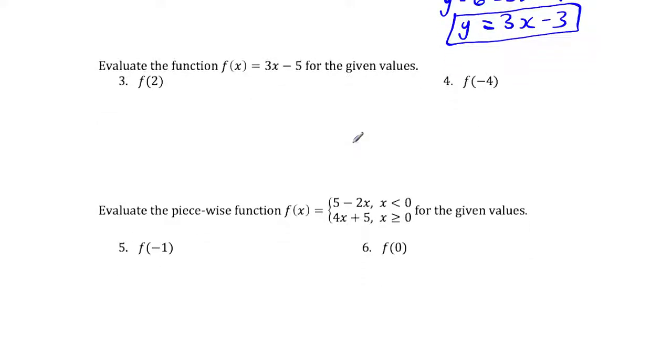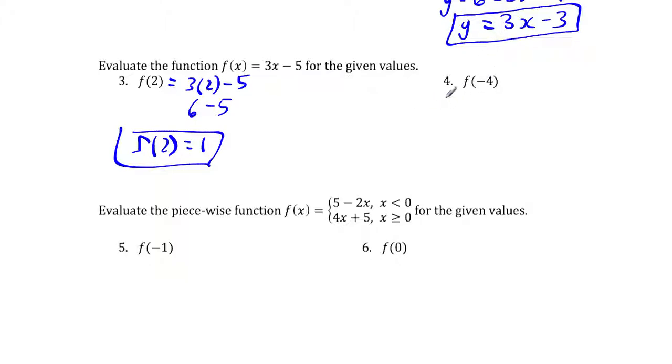For 3 and 4, we're just evaluating, which means we're plugging these values in. So if f of x is 3x minus 5, f of 2, we replace the x with a 2. So this is 3 times 2 minus 5. So that means that f of 2 is equal to 1.